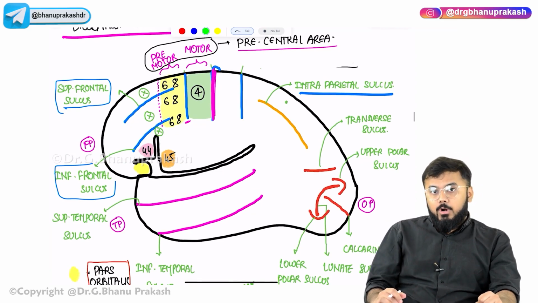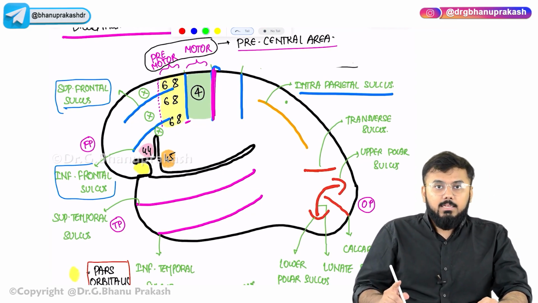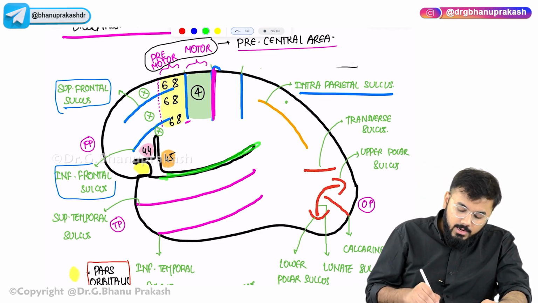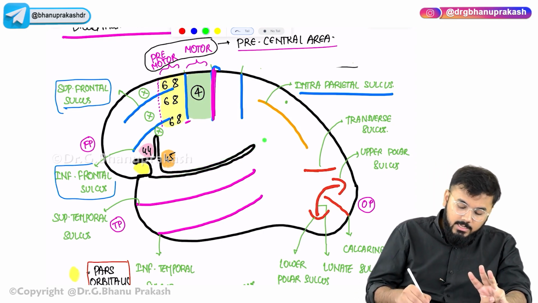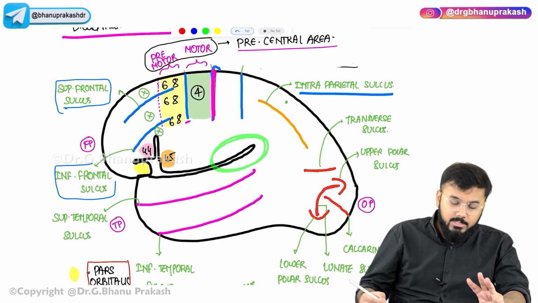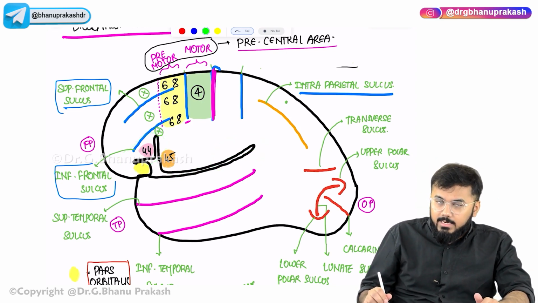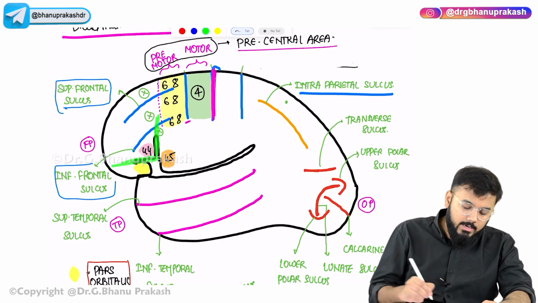Now, next important thing, I already told you when I was discussing the sulcus, lateral sulcus and all. This one is your lateral sulcus. The lateral sulcus has three important parts. This is called the posterior ramus. These two are called the anterior ramus. Within the anterior ramus, again two: the ascending anterior ramus and the horizontal ramus.